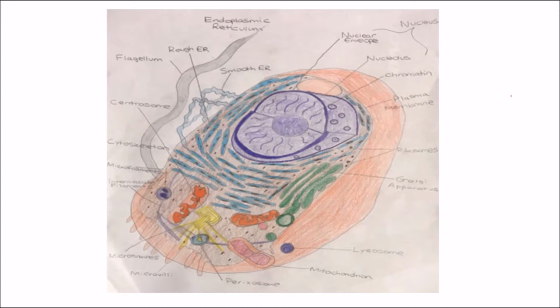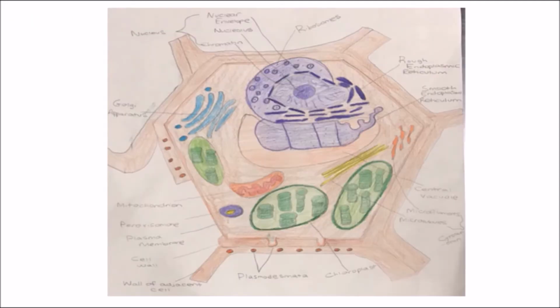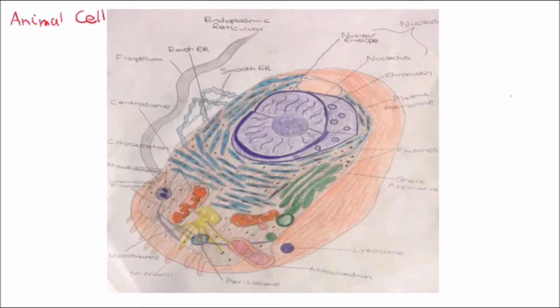cell. So first things first, this cell right here is an animal cell. Let me write that down. Animal cell. Now it's important to note that this is an animal cell and it's different from a plant cell. I'm going to be talking about those differences in a minute, but just know that everything I'm talking about here is for animal cells, okay?